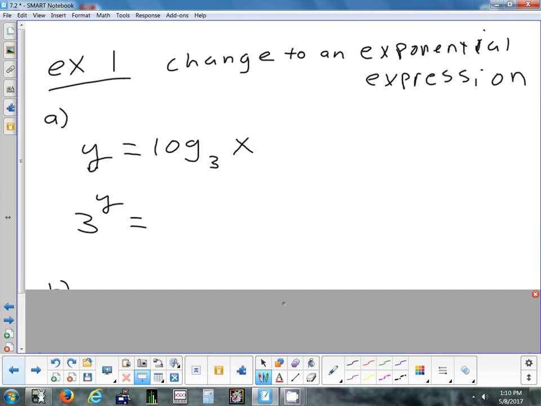Well, haven't? X. And where's that going to go? Yeah, on the other side. And that's it. Now, there's nothing you can do with that. Okay, if you knew y was 2, well, then we could have filled that in and done it out. But if you don't know anything else, that's as far as you can go with it. Okay, 3 to the y equals x.